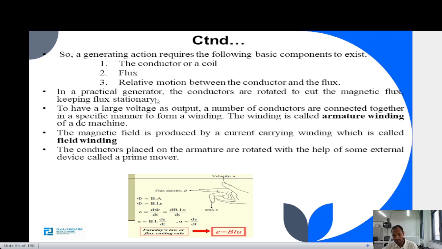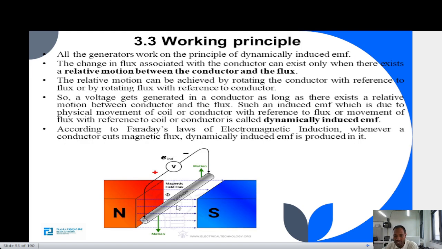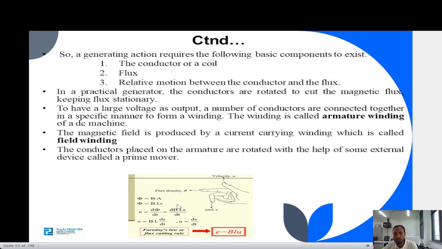So, in a practical motor, the conductors are the movable part, rotating and cutting the stationary flux. To have a large voltage output, a number of conductors are connected together in a specific manner to form a winding, which we call the armature winding. Now, in this case, we are assuming just a single conductor.